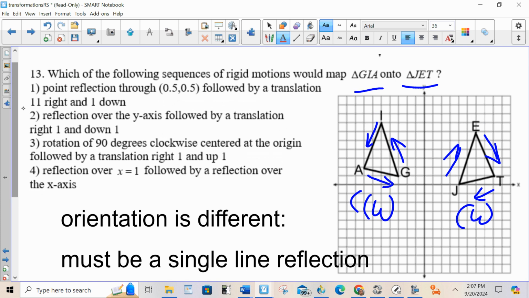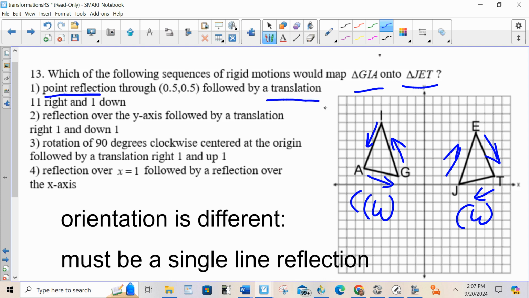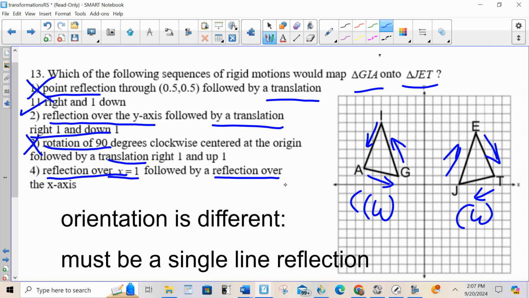So I'm going to read through the choices and see which one has a single line reflection. Point reflection, that's not a line reflection. Translation, there's no single line reflection, that one's out. Reflection over the y-axis, that's a single reflection. Translation, yes, that one is a single reflection, so it could be that one. A rotation and a translation, that's not a single reflection. A reflection over x equals 1, that's a line reflection. A reflection over the x-axis, that's a double line reflection. No, it must be a single line reflection. That one's out. The only one that's left is choice 2.